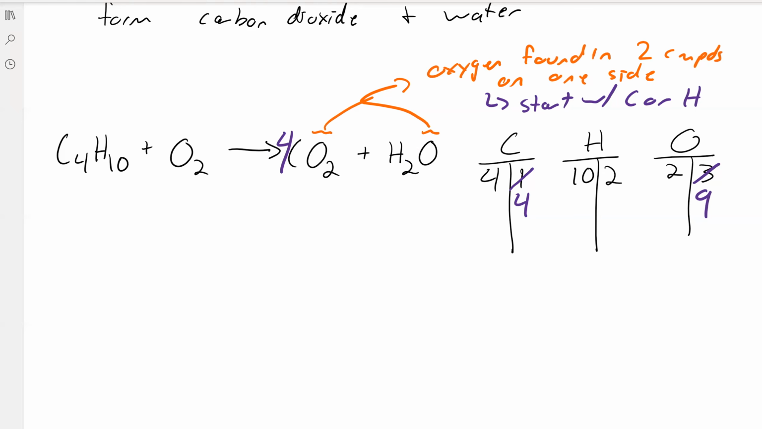All right, so now more things are balanced. Now our hydrogens aren't balanced, so let's go ahead and try to balance that. To balance that, I need 10 hydrogens on this side. In order to make that 10, I need to put a 5 right there. So when I put a 5 right there, this goes to 10. So that's balanced. But now we need to think about how many oxygens we have. We have 8 from here, 5 from here, for a total of 13 oxygens.